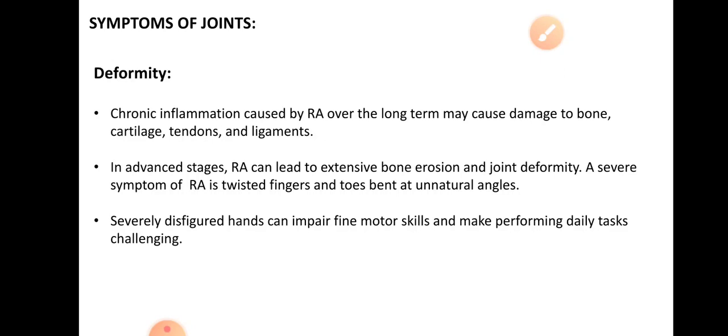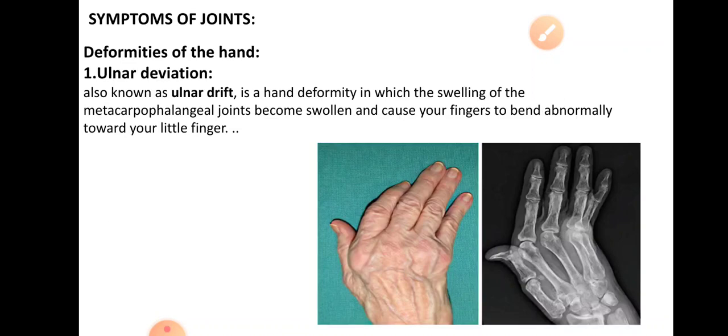A severe symptom of RA is twisted fingers and toes bent at unnatural angles. Severely disfigured hands can impair fine motor skills and make performing daily tasks challenging. Now let us see deformities of the hand.